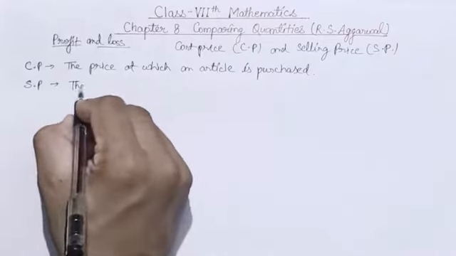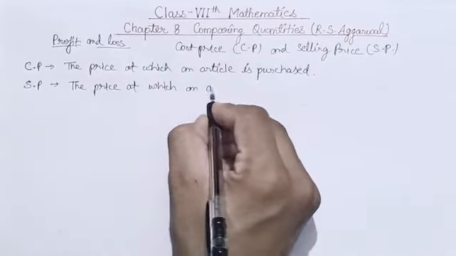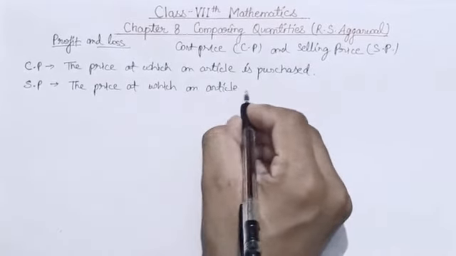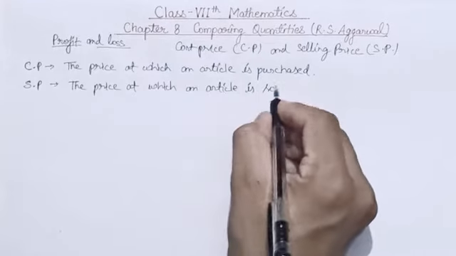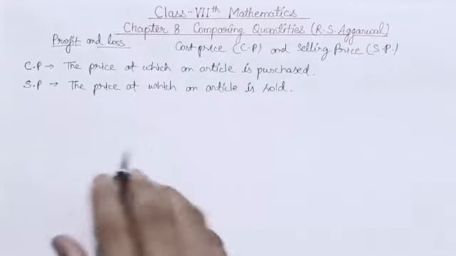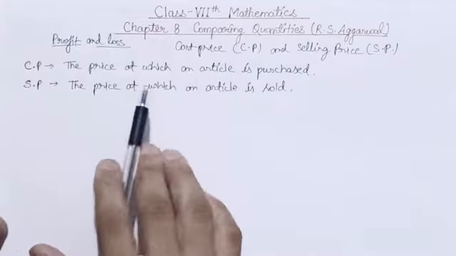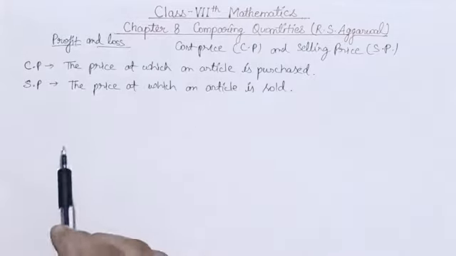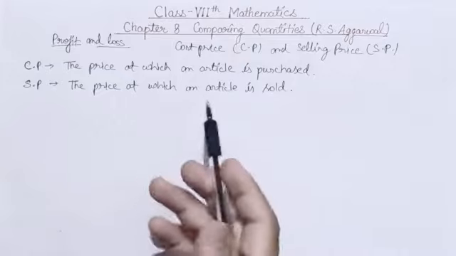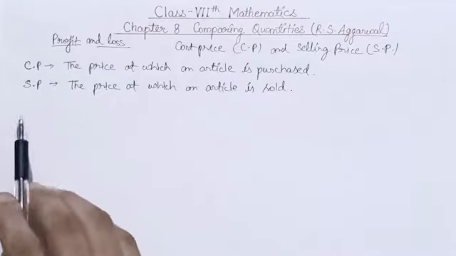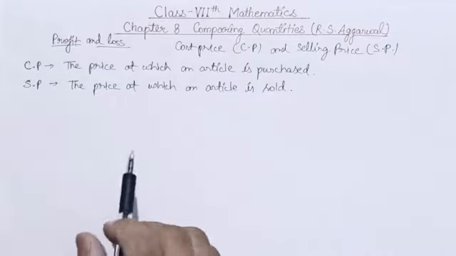The price at which an article is sold is known as the selling price of that article. So it is clear that the price at which an article is purchased is known as cost price, and the price at which that article is sold is known as selling price of that particular article.